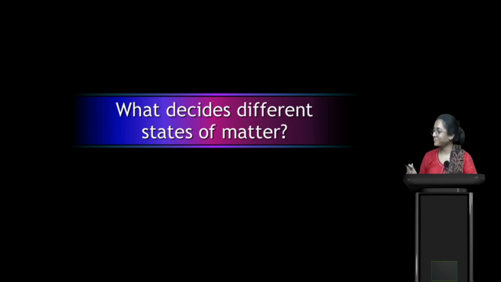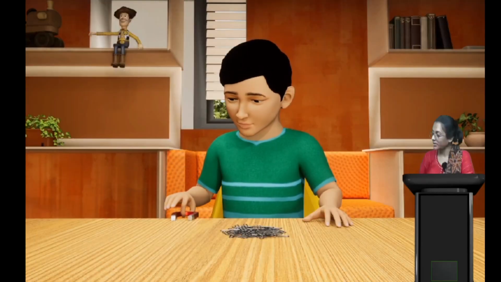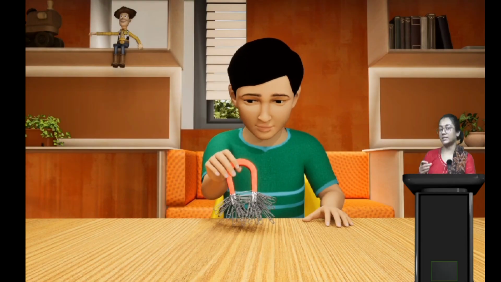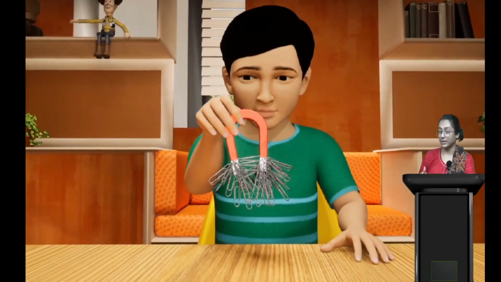Very good. So, there is something written on the screen. What is it? Can you tell me? Very good. There is this one question: what decides different states of matter? So, in today's class, we will try to find that. Okay. So, let's start. See, here is one boy, and in front of him, there are some iron paper clips.